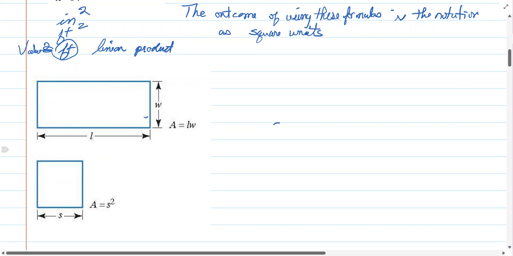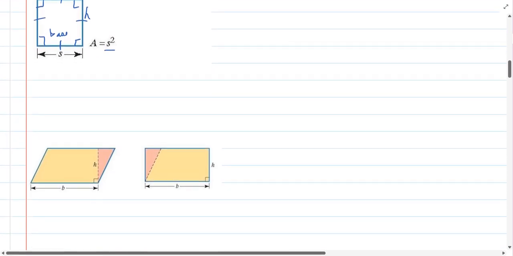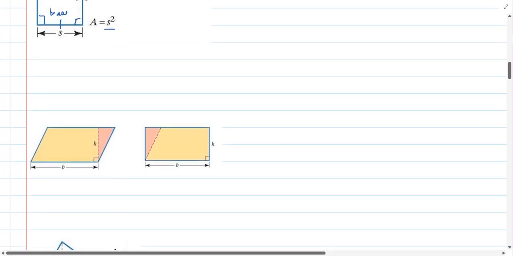So let's look at what we have here on our formulas. Here's a rectangle, and a rectangle has right angles, and it is length times width. A square, all sides are equal. Therefore, it is side squared because all of them are right angles. And that would mean this is the height and this is the base. And so we just say, since it's the same, side squared.